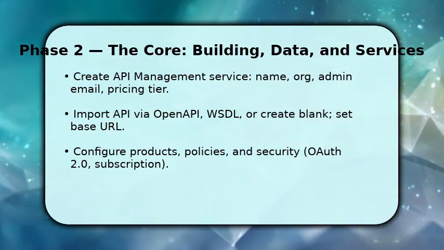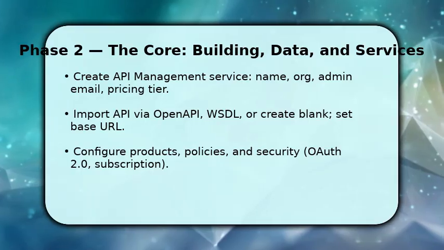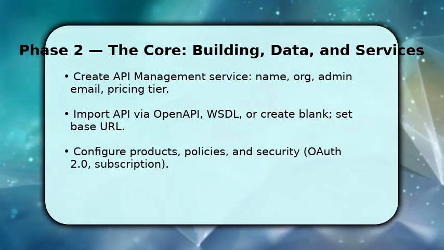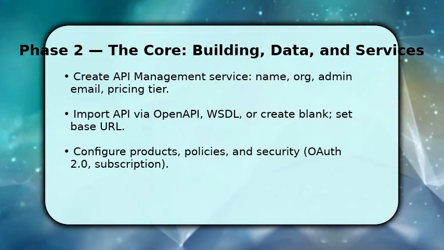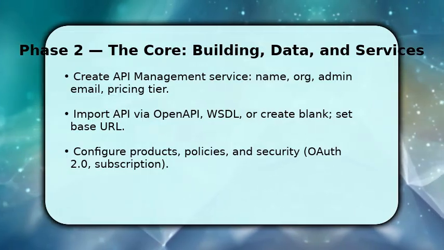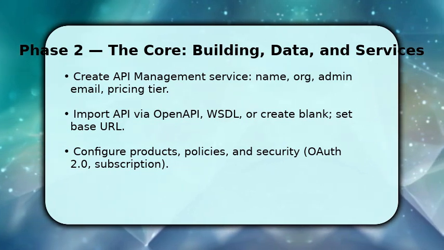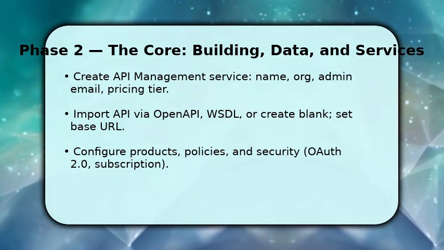Next, add products to group APIs and enforce subscription keys. Then configure policies like rate limit, CORS, and set security such as OAuth 2.0, or subscription validation. These steps protect and organize your API surface.